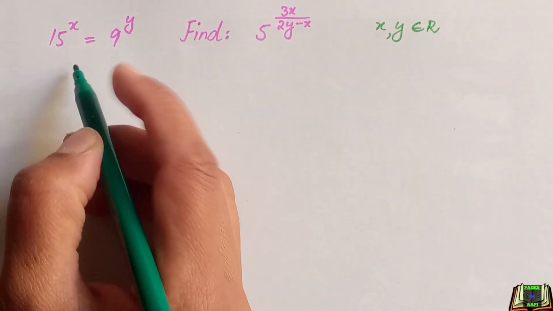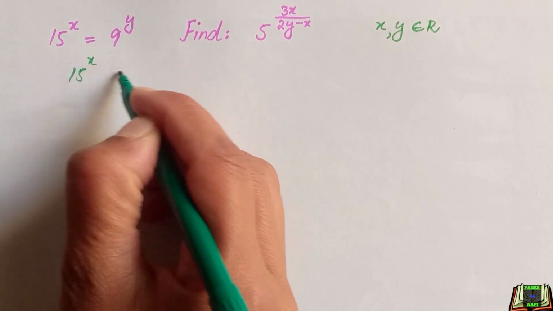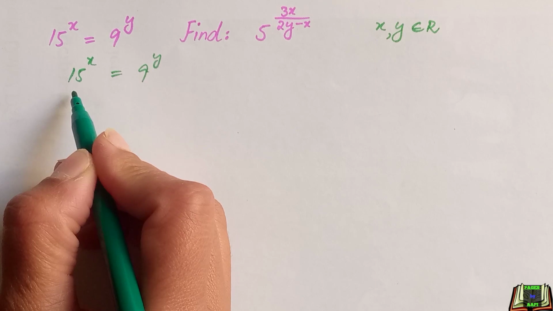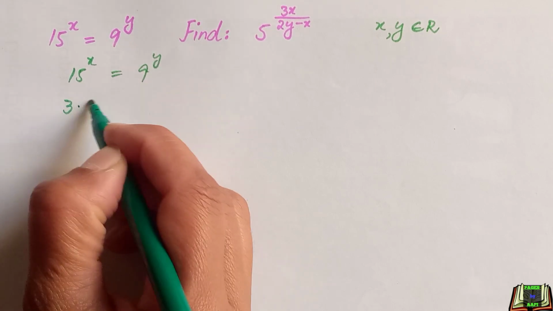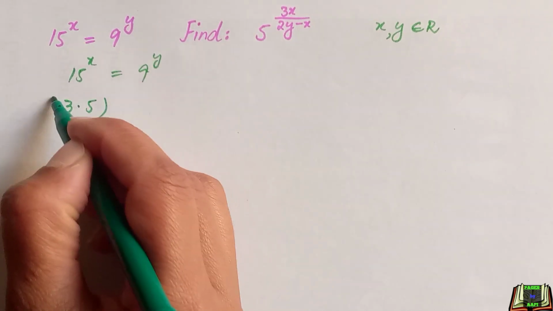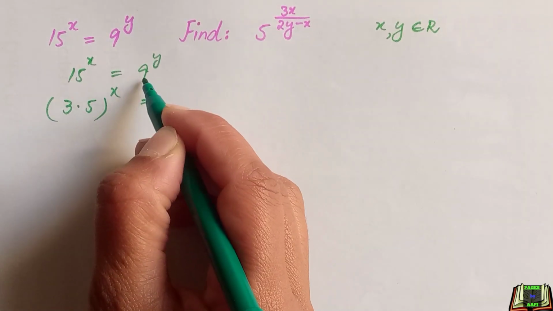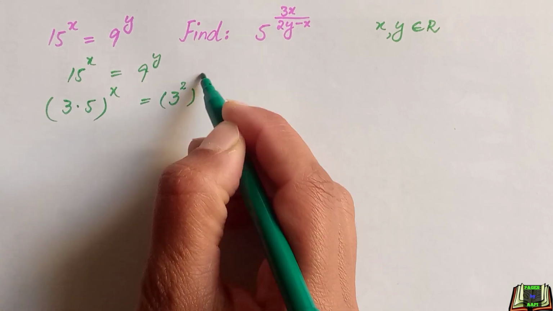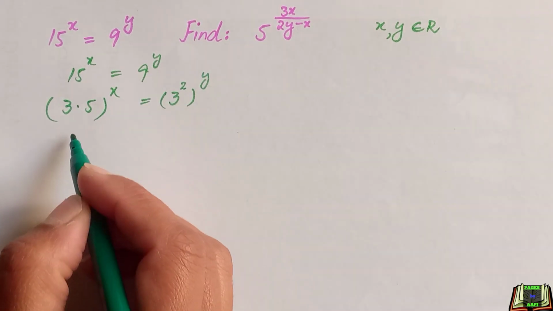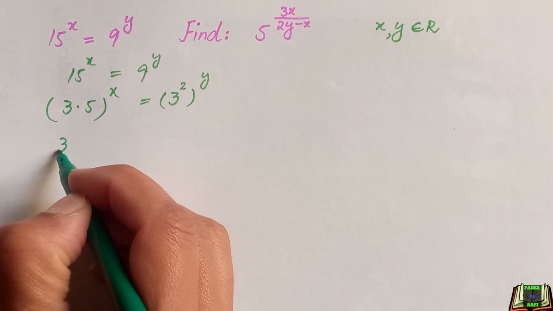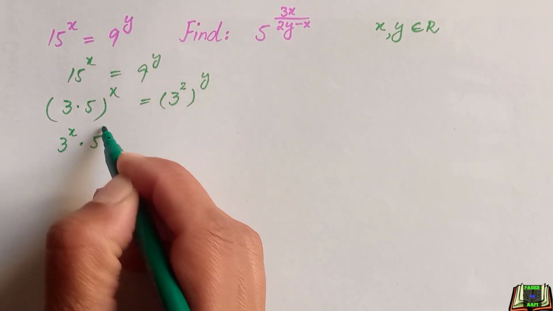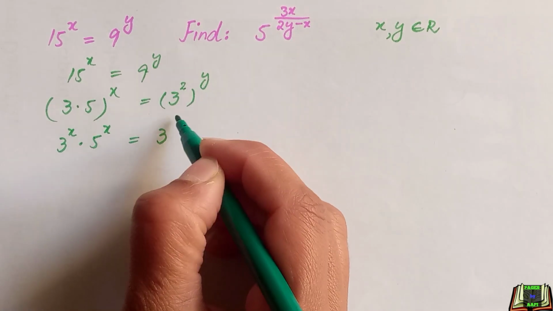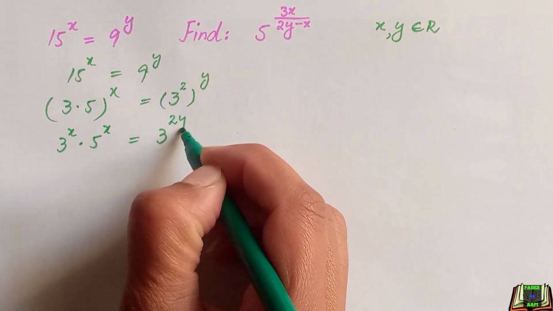It is given that 15 raised to power x is equal to 9 raised to power y. We can write 15 as (3 times 5) whole power x, and 9 can be written as 3 raised to power 2, because 3 times 3 is 9, whole power y. Now we are going to write this separately: 3 raised to power x times 5 raised to power x, and on this side we are going to multiply these two powers: 3 raised to power 2y.